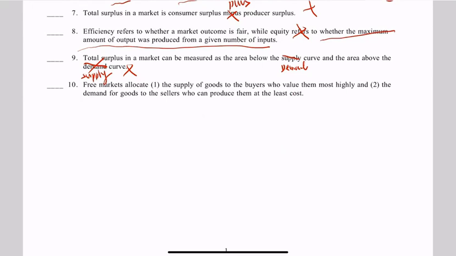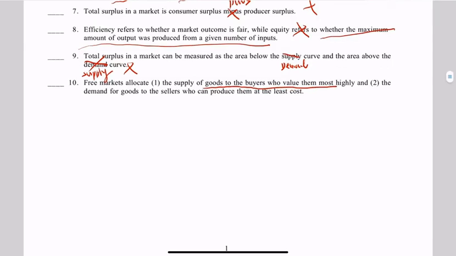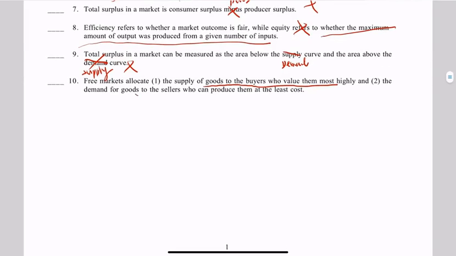Okay. Next, 10th. Free market allocates, first, the supply of goods to the buyers who value them most highly, and the demand for goods to the sellers who can produce them at least cost. This one is correct, right? We talked about this, and you can see that it's goods to buyers who value them most, and goods to sellers who can produce them at the least cost. Right? So this is the correct statement.